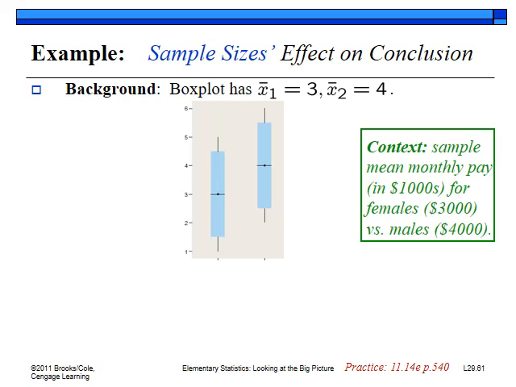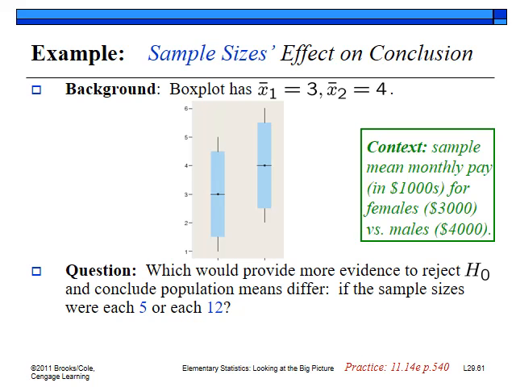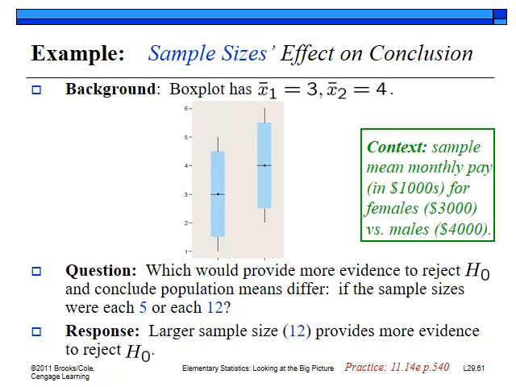What about sample sizes? Here we have the box plot that we saw on the left before. Which of these would give you more evidence to reject the null hypothesis: if the sample sizes were each 5 or each 12? Remember, bigger sample size means stronger data. Stronger evidence will make us more likely to reject the null hypothesis.